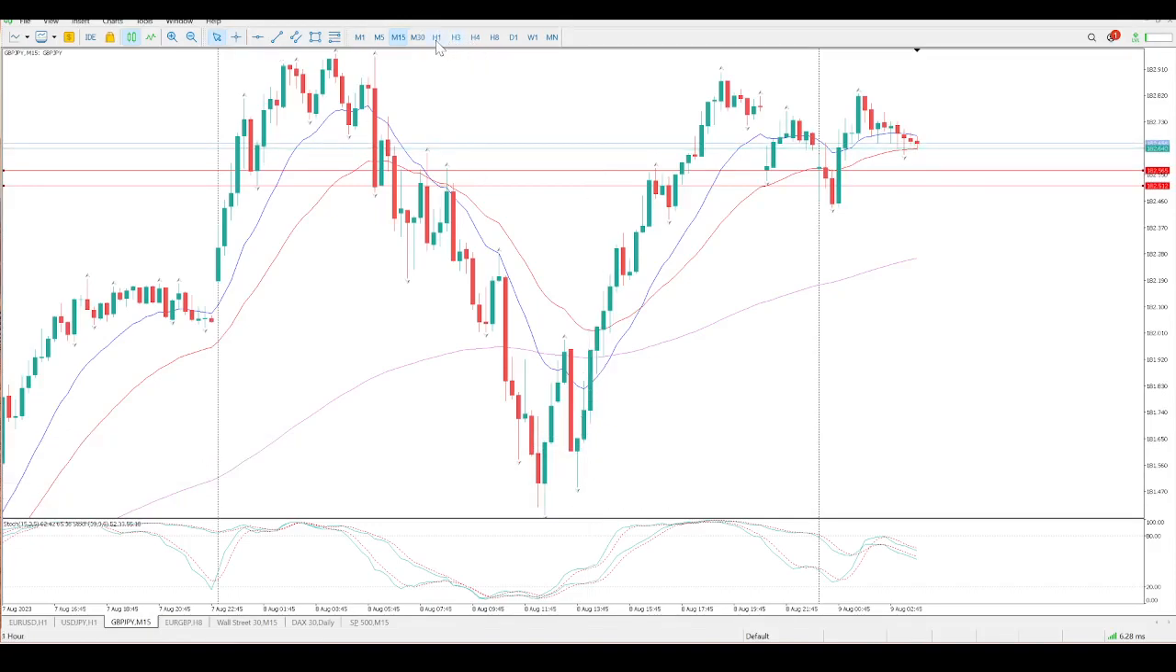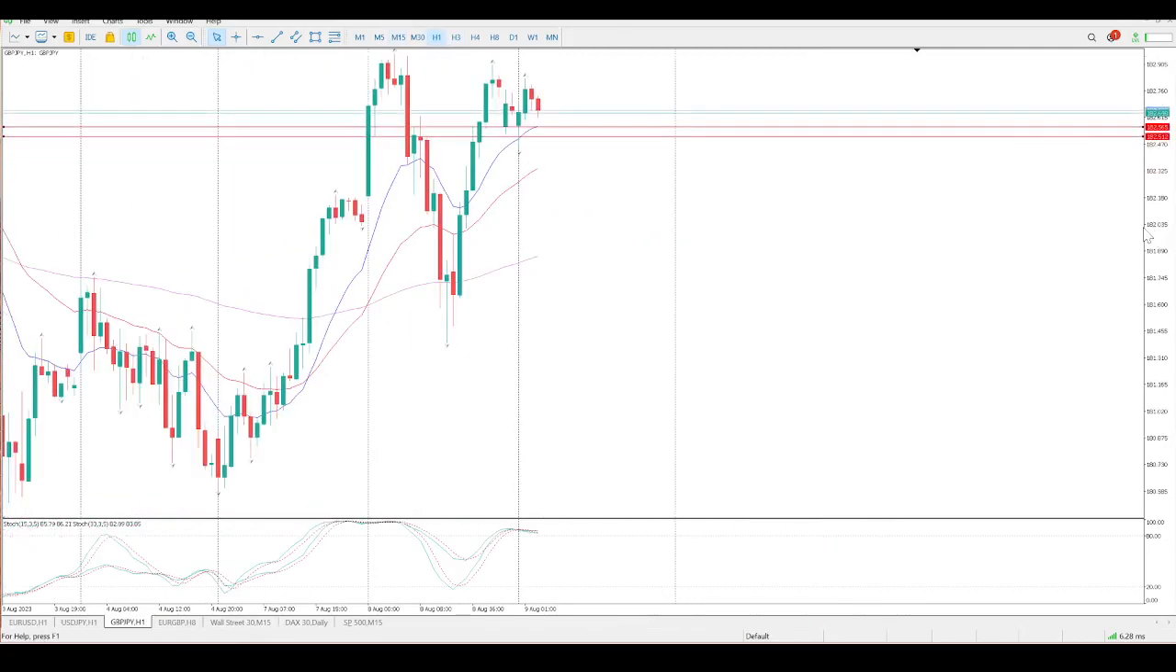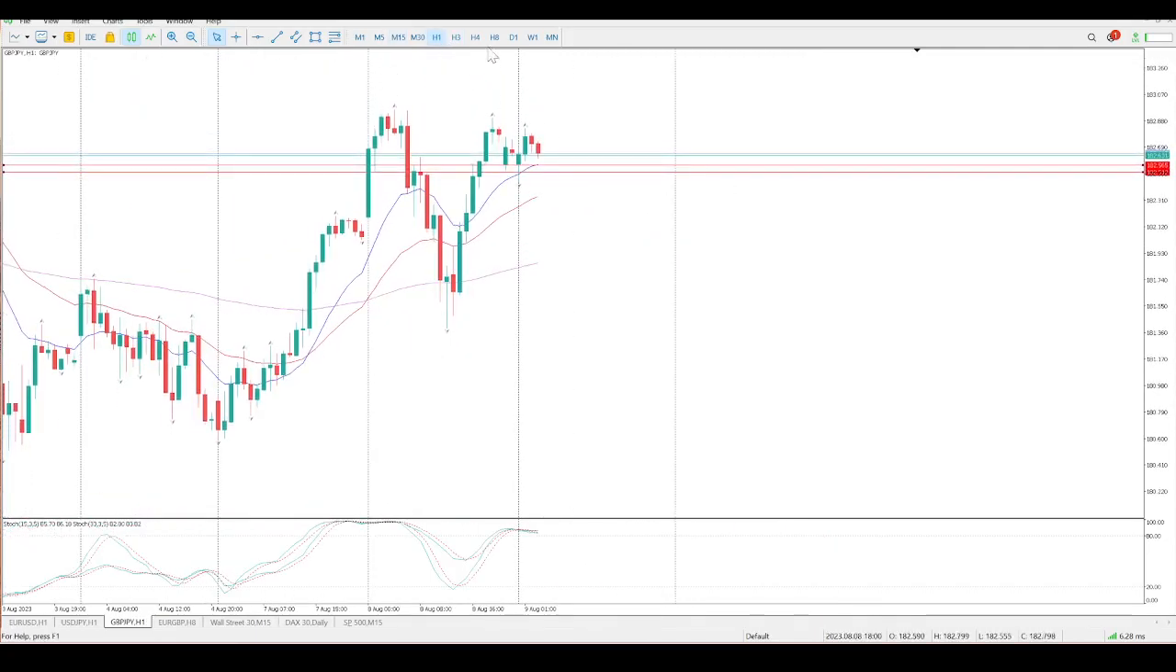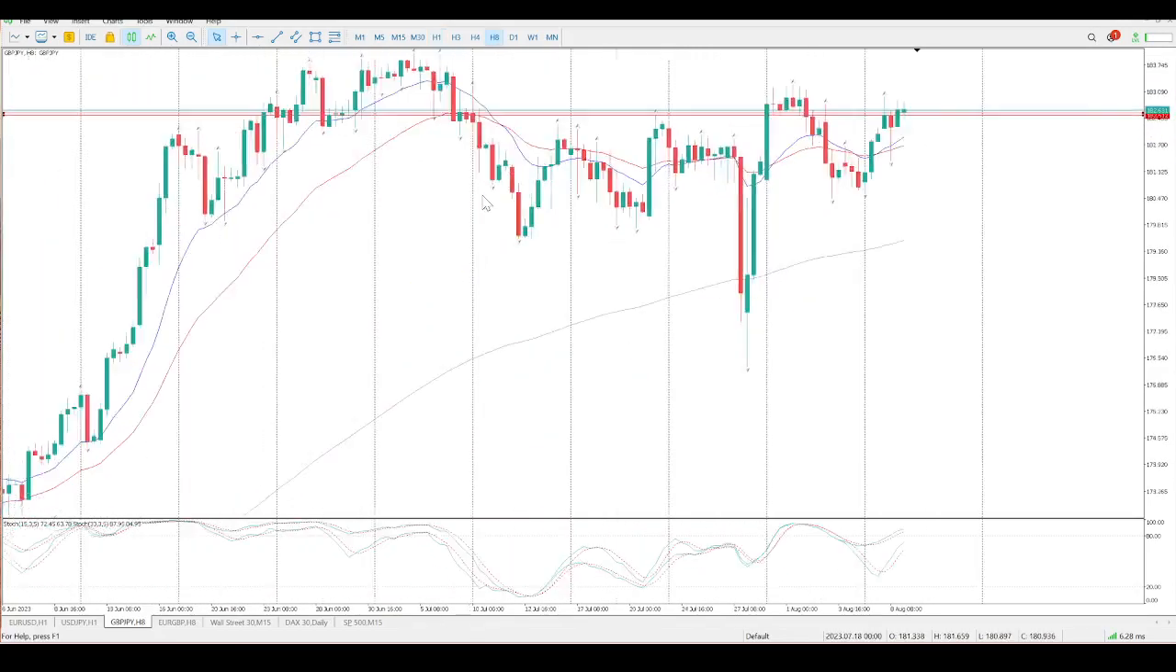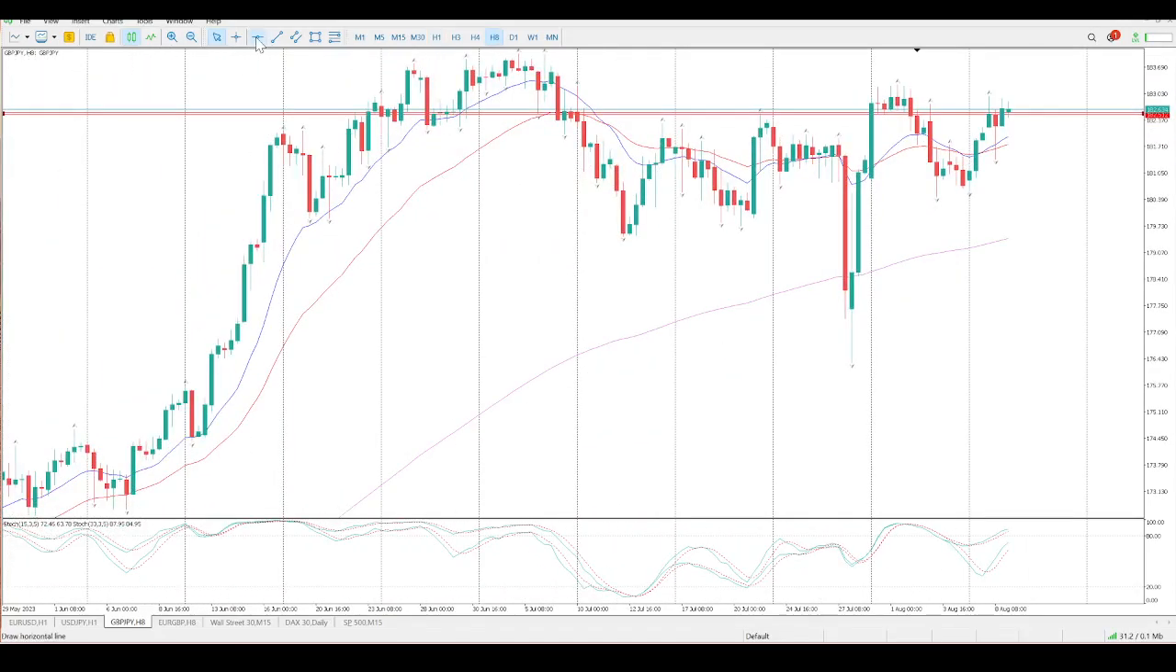Anticipating a move, let's get to the 8 hour. Basically just anticipating a move back to that area up there, which is 183.170. But this is a strong area of what could be resistance, or it could flip to support. So that's kind of my view there.